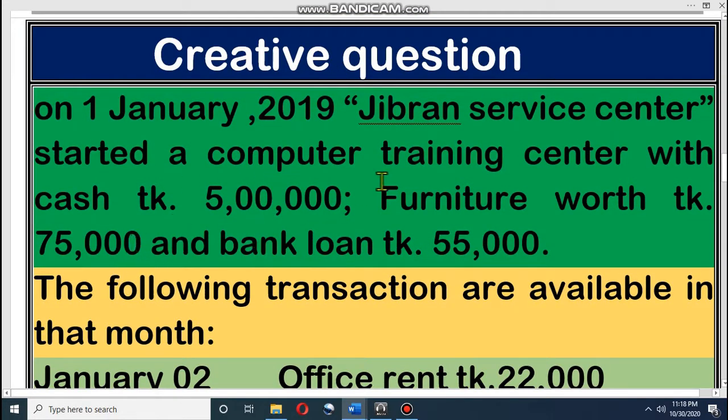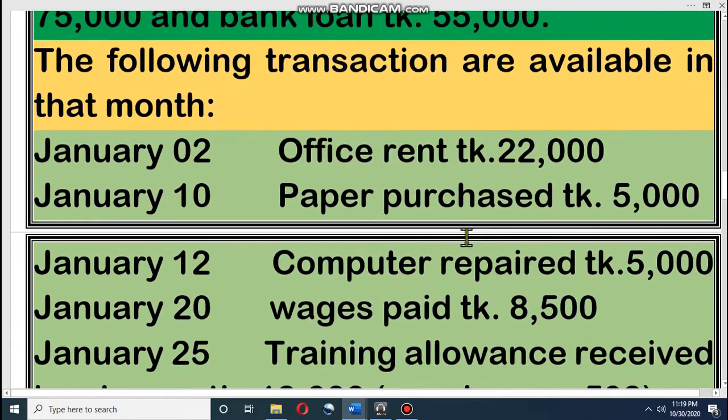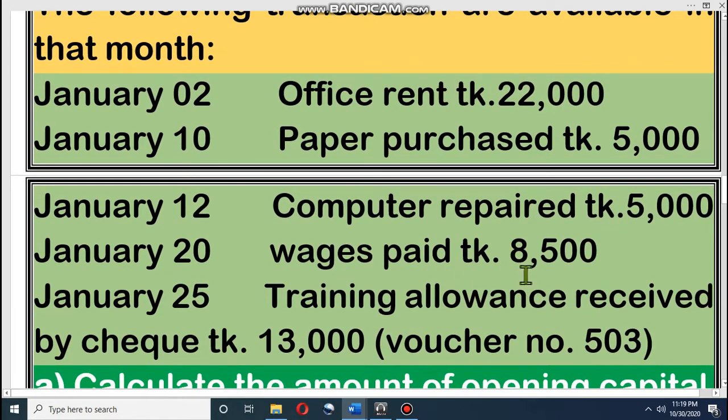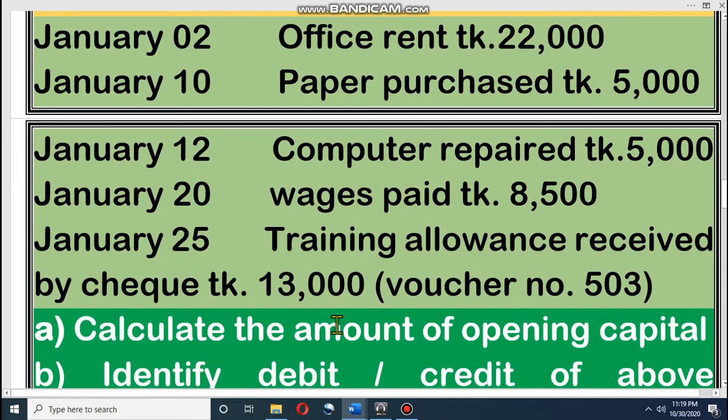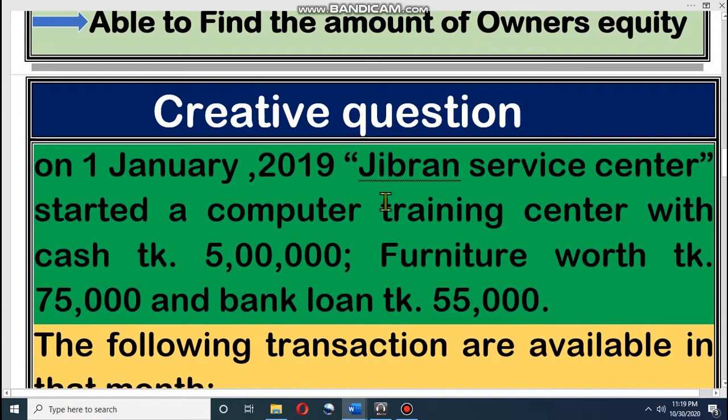We are taking some transactions from Gibran Service Center. It started a computer training center with cash taka 5 lakh, furniture 75,000 and bank loan 55,000. And the other transactions are office rent, paper purchased, computer repair, wages paid, training allowance received. These are some transactions from Gibran Service Center, and this is a computer training center. That means this is a service oriented organization.